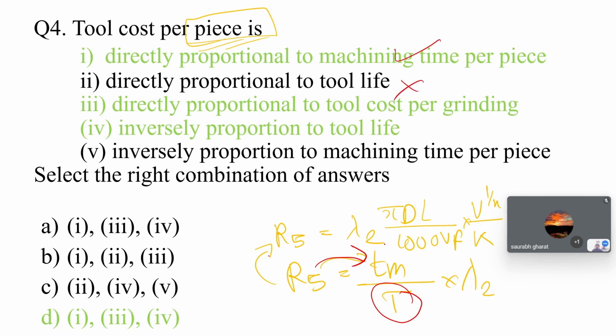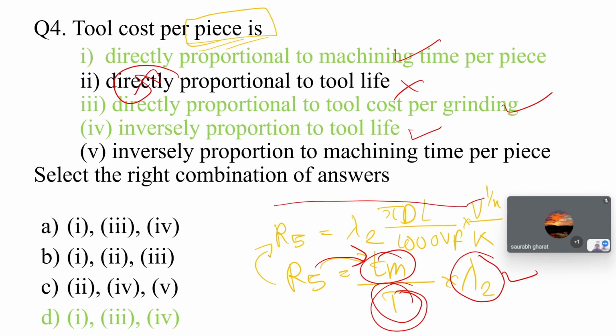Directly proportional to tool cost per grinding is correct, and inversely proportional to tool life is correct because it is inversely proportional. Here we are writing directly proportional, so that is wrong, but inversely proportional is correct. Inversely proportional to machining time, so this is the machining time. They are not using any term from this equation, so this equation is not useful here.